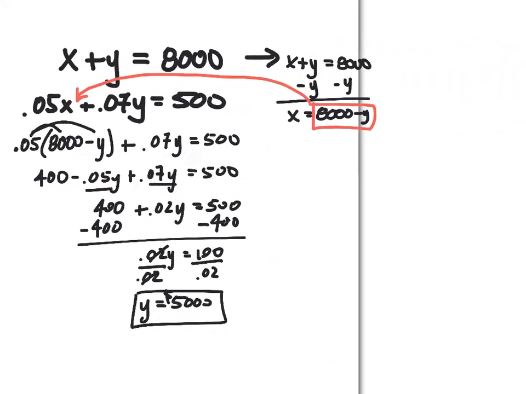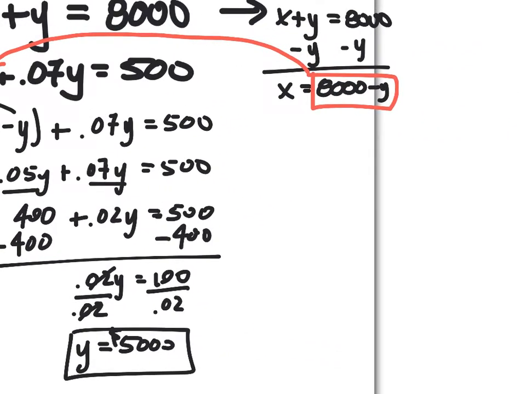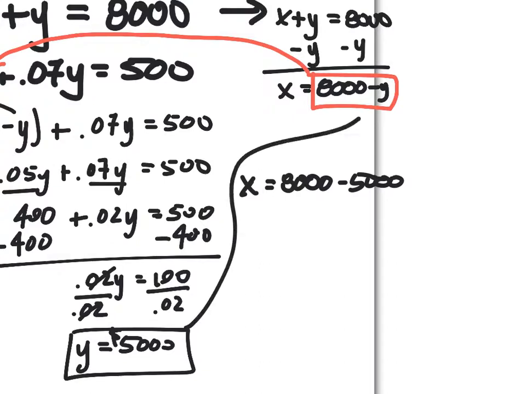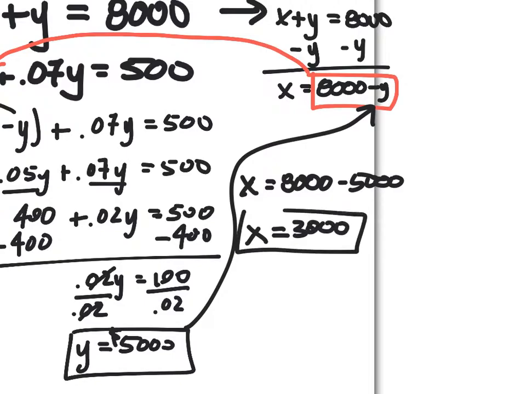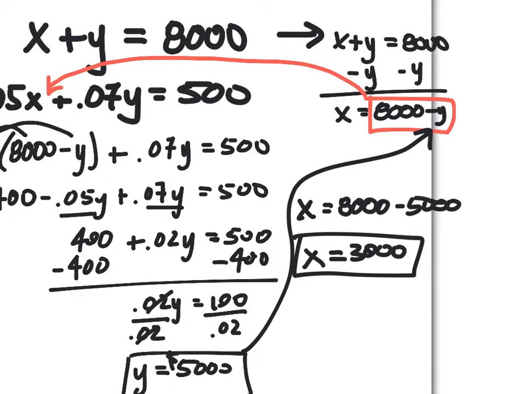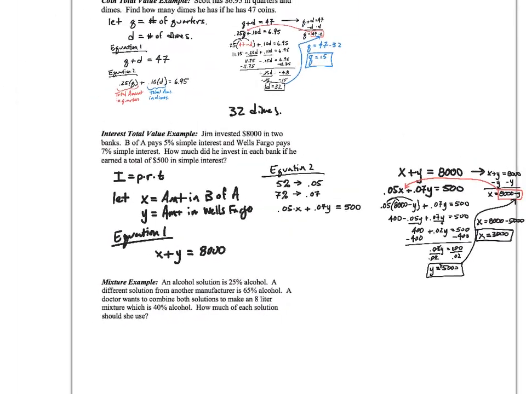Now, the question is what's x? We have an equation already written for x, which is over here: X is equal to 8,000 minus y. So to solve for x, I would just do 8,000 minus 5,000, which was what y was. Plug this back in up here, and we get that x is equal to $3,000. So there's that one.